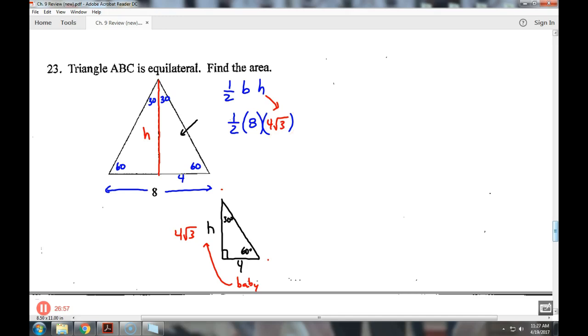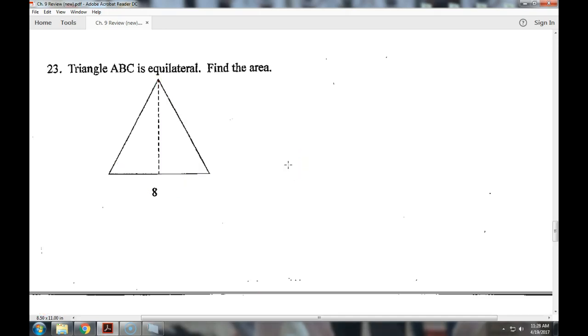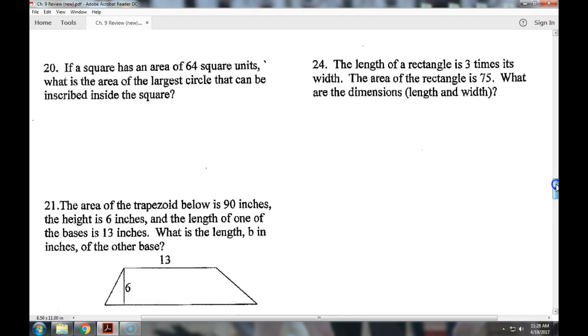So 1/2 of 8 is 4. 4 times 4, that'd be 16 radical 3, which comes out to be 27.7. All right. Now moving on up to number 24.